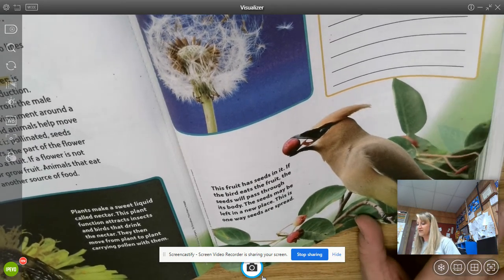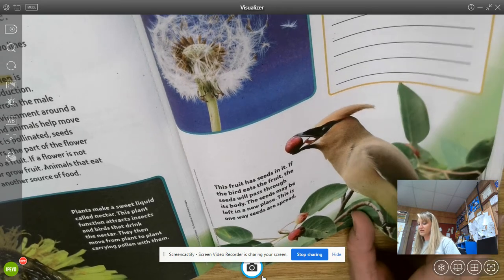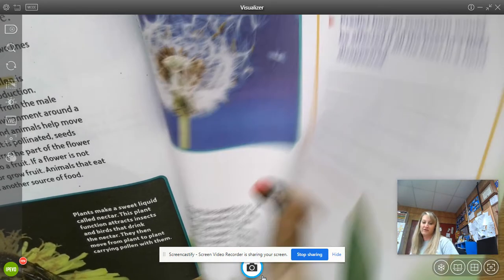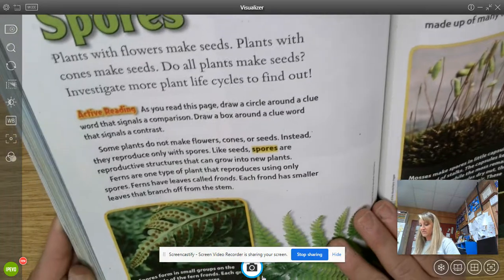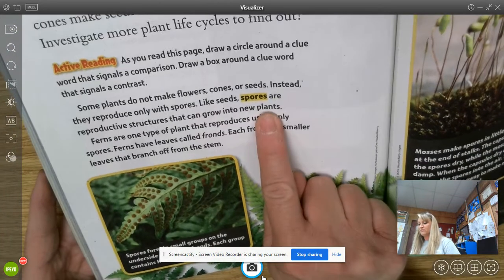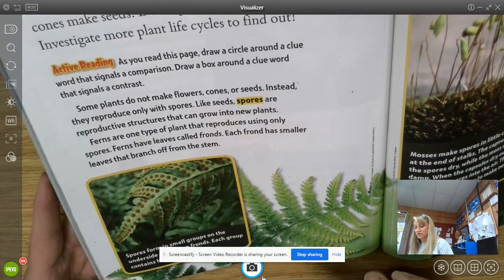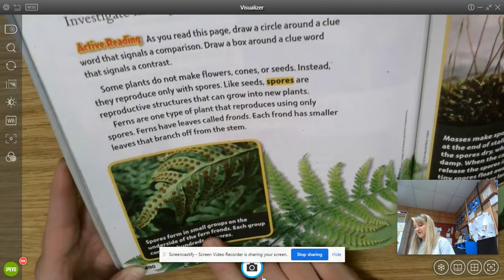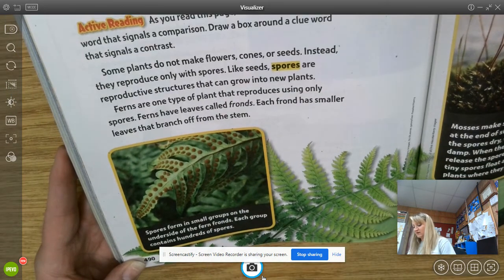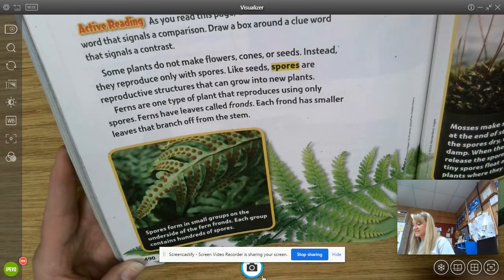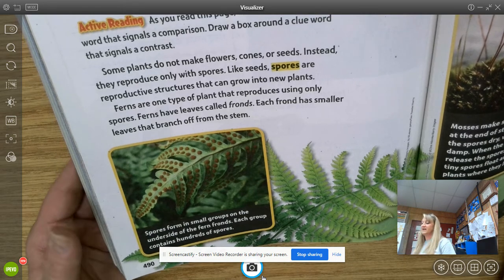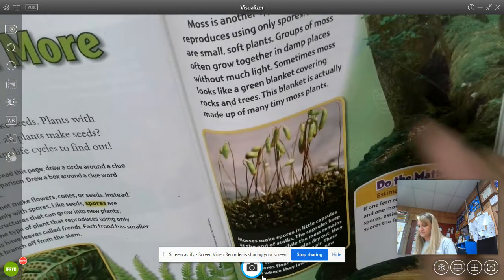Water also can carry the seeds from one place to another. So wind, water, or birds or other animals. Okay. Spores are reproductive structures that can grow into new plants. Here's a picture. It forms small groups on the bottom of it, and it contains hundreds of spores. An example could be mosses.